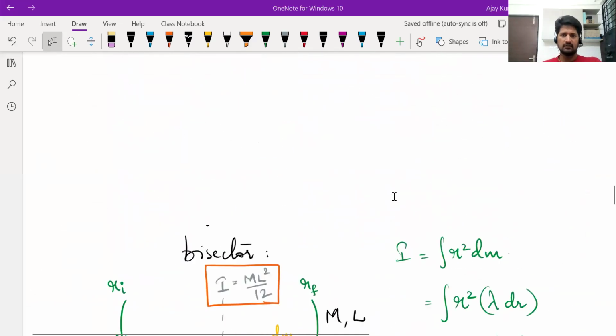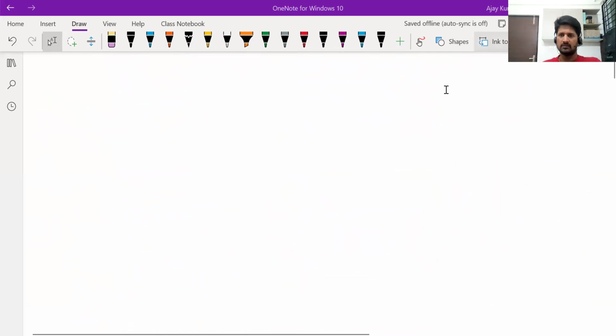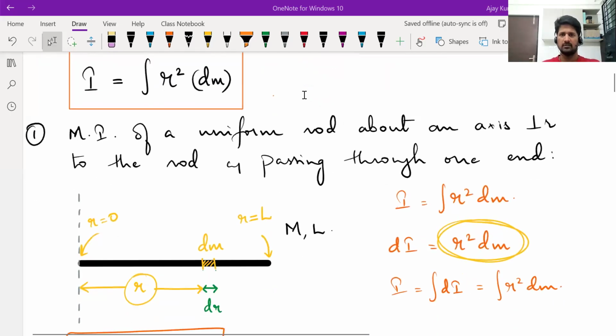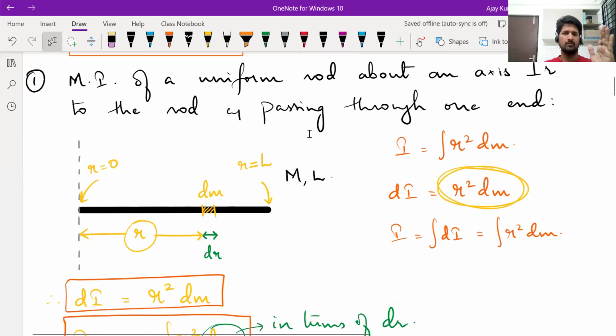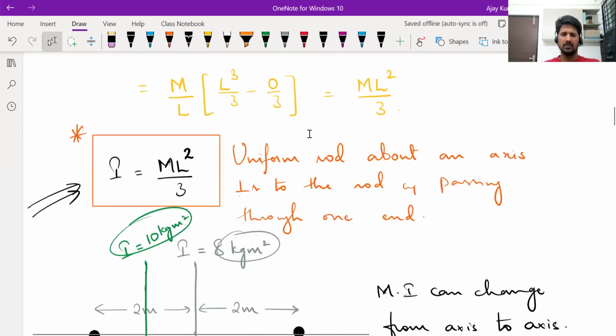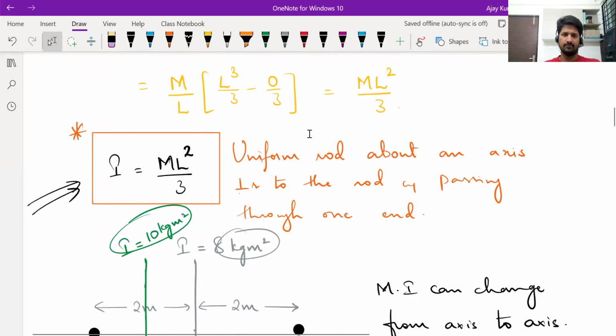Fine. Let's revise what we discussed till now in this class. Basically we are deriving the formula for the moment of inertia of a continuous mass distribution in some cases, and today all the cases we considered were rods. The formula is integral r square dm, the basic fundamental formula for moment of inertia by definition. First, a uniform rod about an axis passing through one end perpendicular to it. Take an element; the element is along the length, so dm is equal to lambda dr. Substitute, integrate. You'll get m L square by 3.